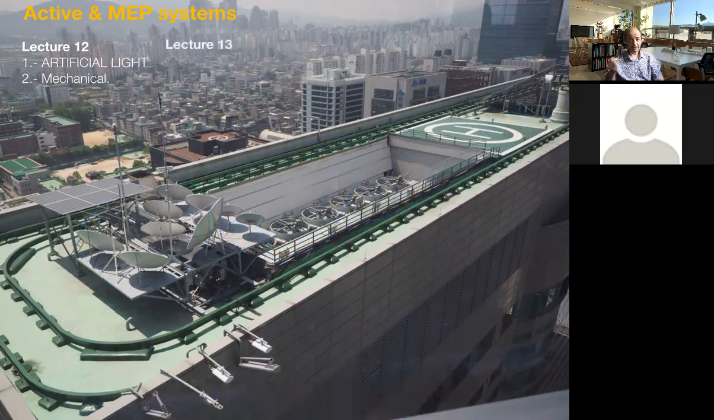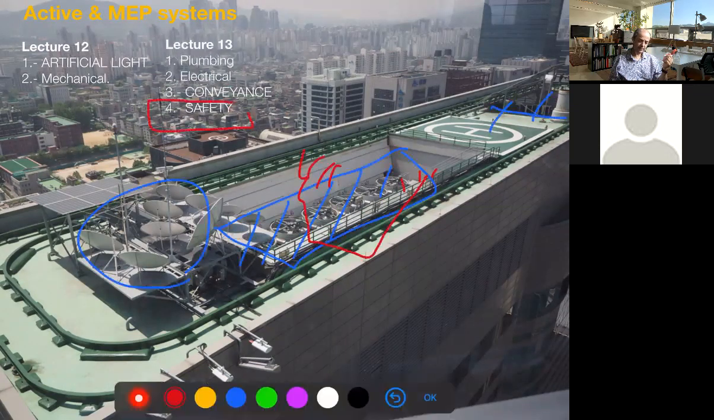And then the following lecture tomorrow, we will deal with a bit less annoying systems: plumbing, which is important and deals with water, especially sewage. We have to consider electrical, conveyance, and safety, which is not really one MEP system, but is connected because you need electricity and need plumbing also.